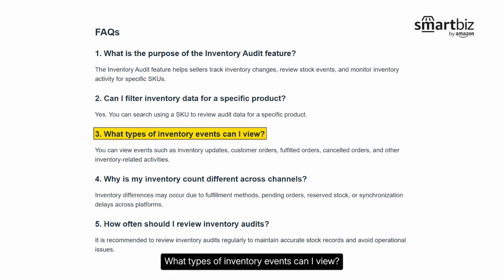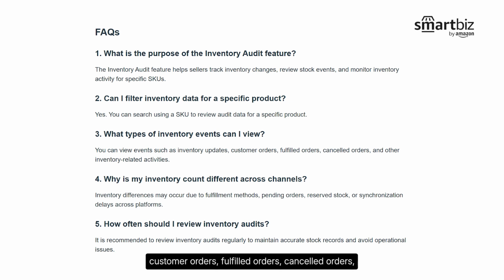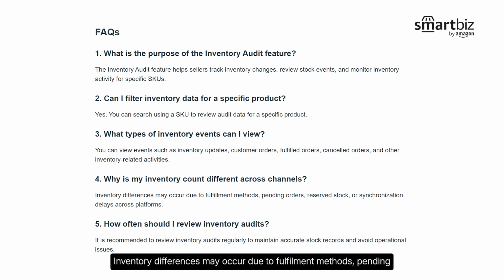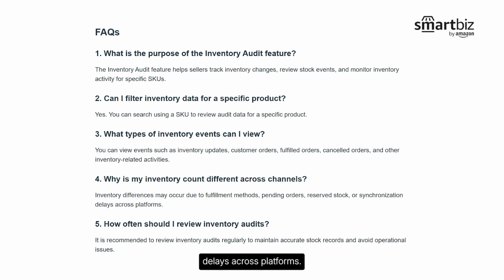What types of inventory events can I view? You can view events such as inventory updates, customer orders, fulfilled orders, cancelled orders, and other inventory-related activities. Why is my inventory count different across channels? Inventory differences may occur due to fulfillment methods, pending orders, reserved stock, or synchronization delays across platforms.